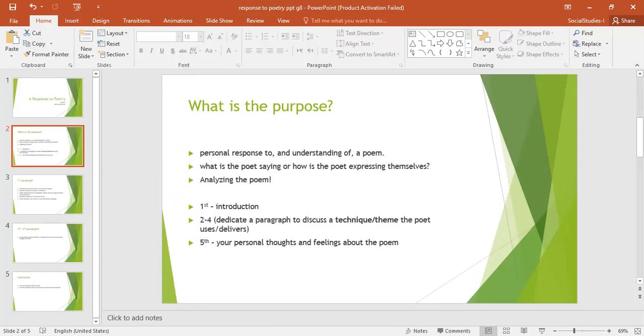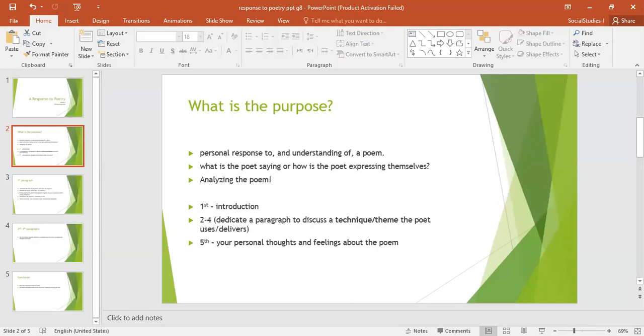Okay. Your essay is going to be divided into 5 paragraphs. We know that the first paragraph is always the introduction. Your body is paragraphs 2, 3, and 4, and I'm going to guide you into breaking down your essay into 5 different paragraphs. Your second, third, and fourth paragraphs are going to be dedicated to discussing the different techniques and the theme that the poet uses and delivers. Okay, what does Eve Mariam use?